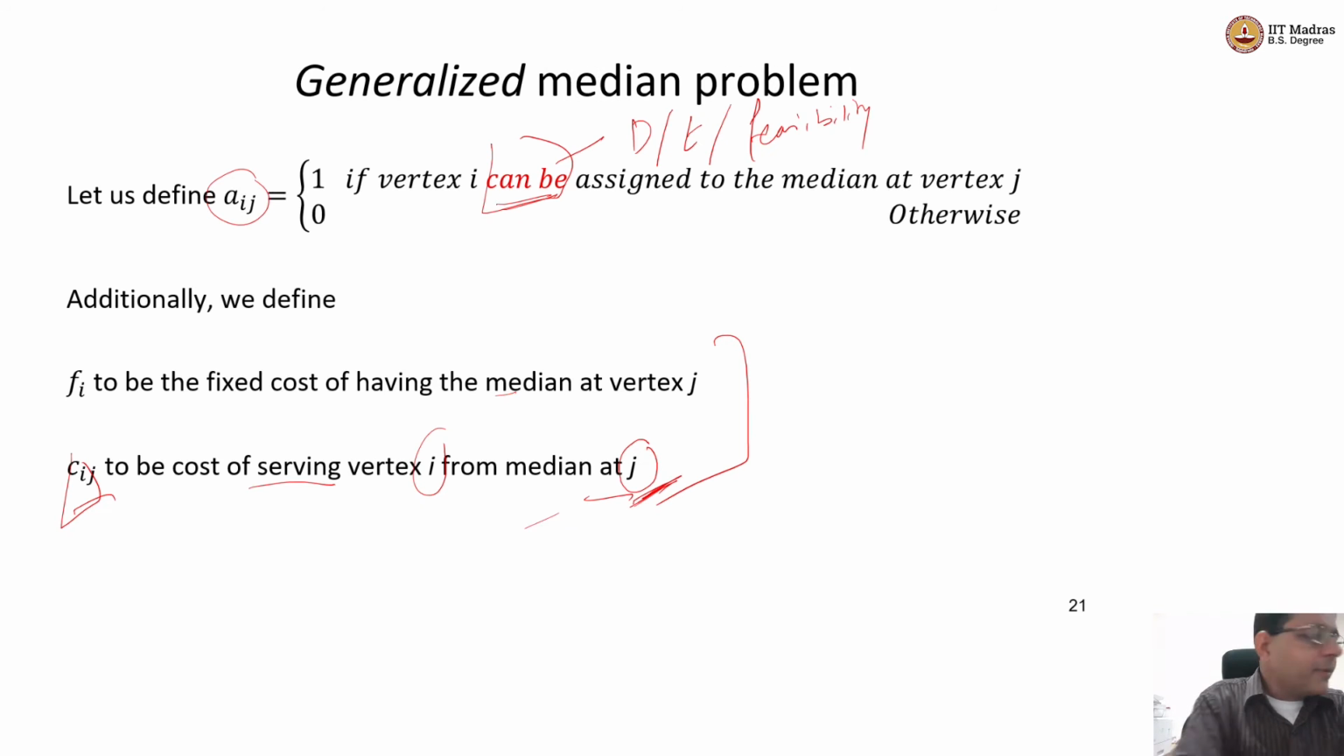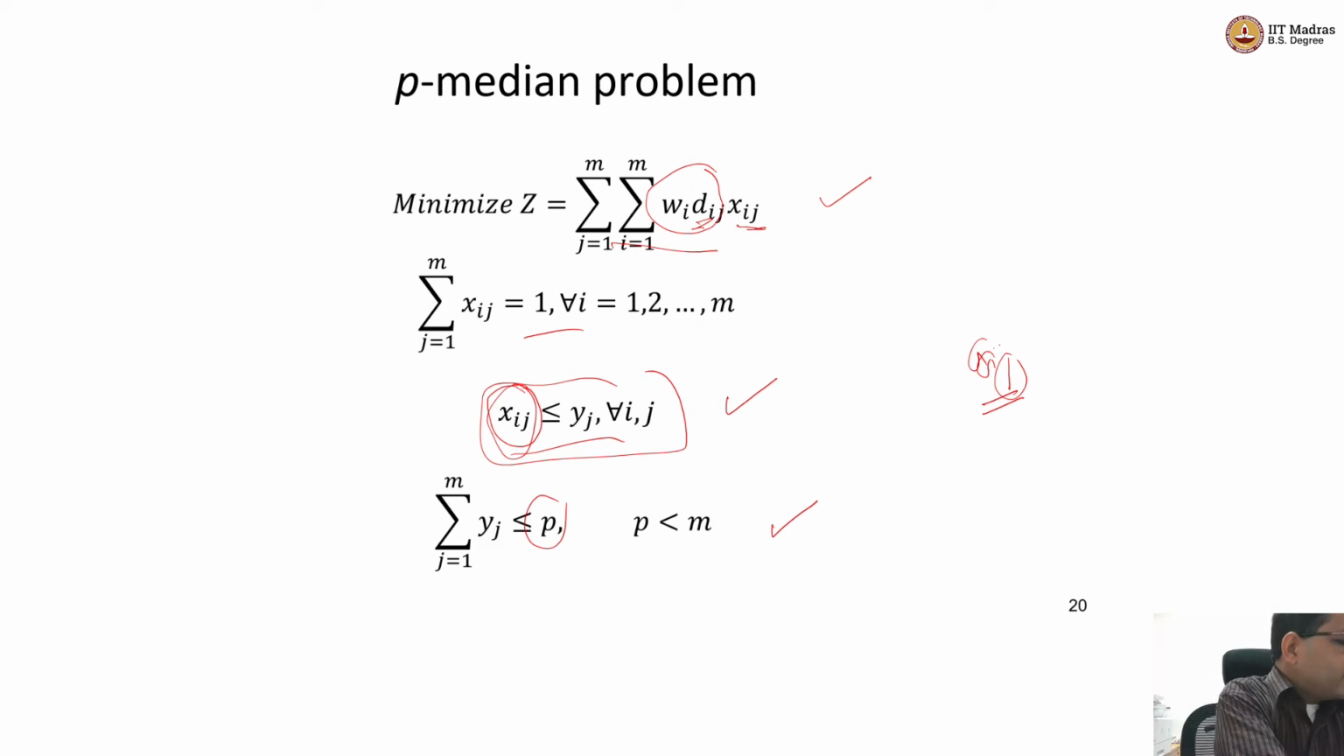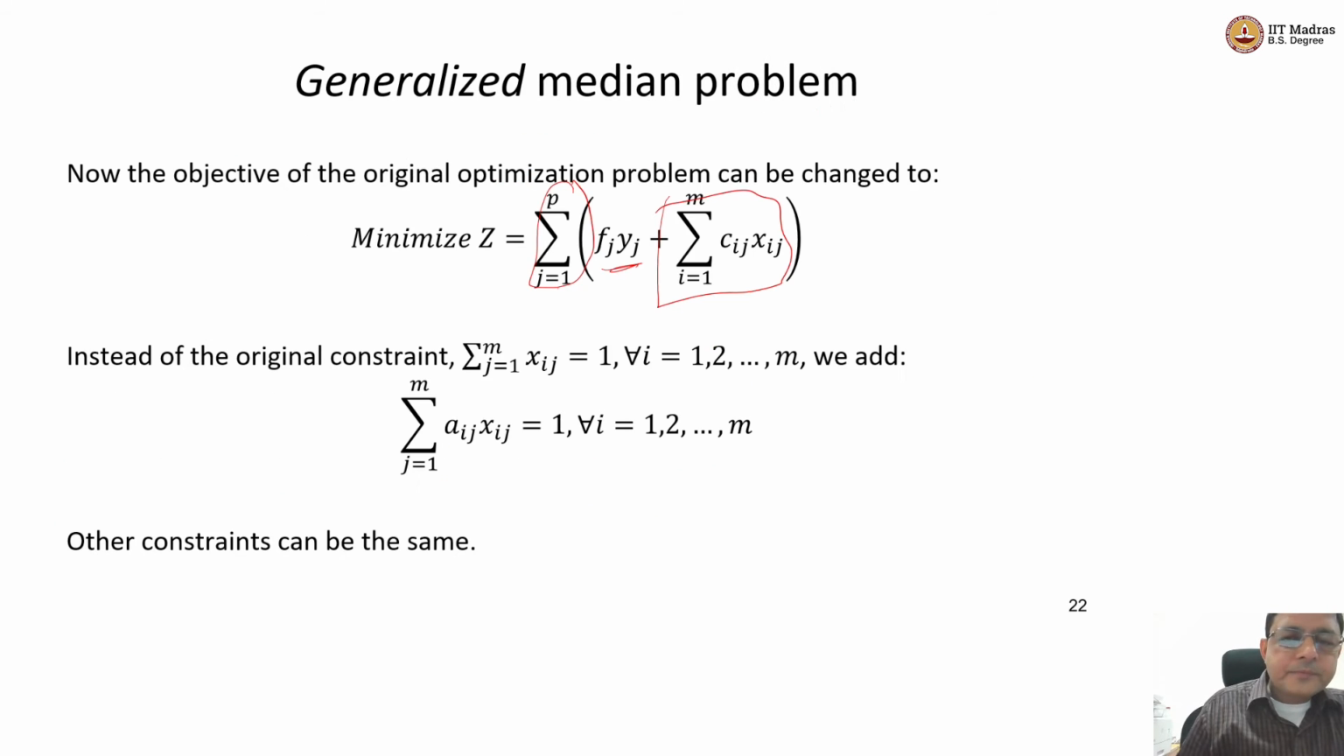Now for the generalized P median problem, we have Aij, which is the feasibility. So the original constraint of summation Xij equal to 1 has to change. Now I cannot say that I will assign the node to any facility. That has to depend on the feasibility Aij, and therefore summation Xij equal to 1 has to become summation Aij Xij equal to 1. I cannot simply assign the node to a facility, it has to be feasible, and Aij is the parameter that indicates feasibility. So that constraint has to be changed, and all the other constraints can remain the same.